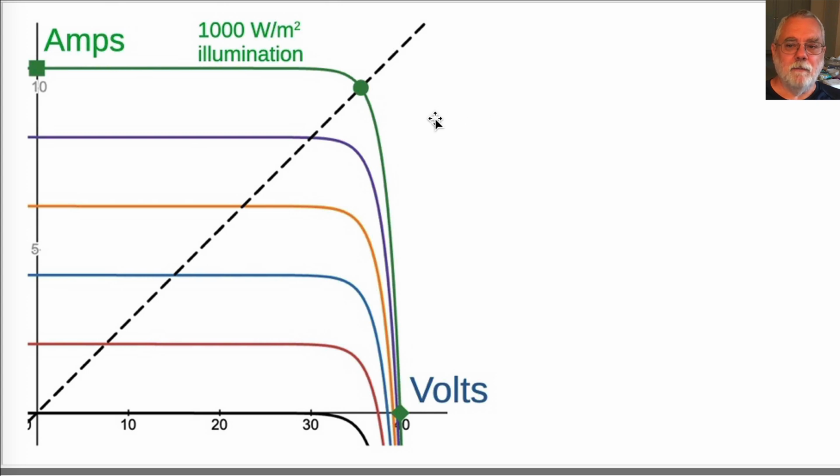The point on the green maximum illumination curve that delivers the maximum power to an external load is the green dot at the upper right, the maximum power point. For this particular graph, this is 36 volts and 10 amps, supplying 360 watts to the external load. This varies for different solar panels. The panel spec sheet will tell you the current and voltage at the maximum power point for the maximum illumination curve.